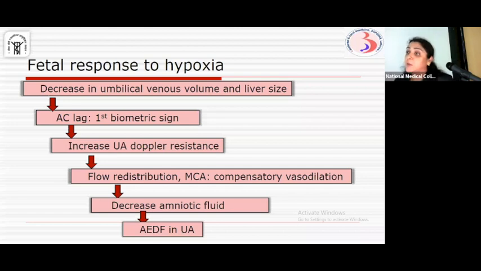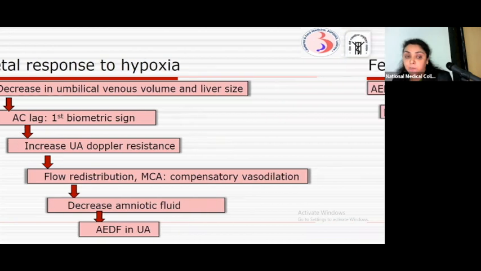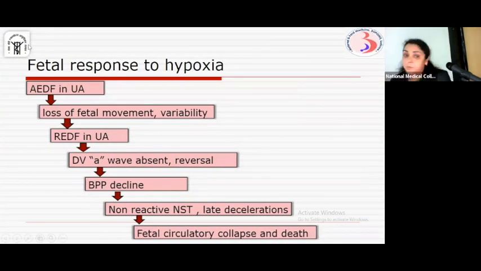And that is why we measure the middle cerebral artery. But along with that, it is brain, heart, and the adrenals, not the kidneys. So the blood supply to the kidney decreases, there is decreased urine output, and what we see as oligohydramnios. With further insult, there is absent end-diastolic flow in the umbilical arteries. Then most of the mothers will start complaining of decreased fetal movement. It may be associated with poor variability on CTG. There is reversal of end-diastolic flow, then absence of A-wave in ductus venosus, the biophysical profile worsens, and NST becomes poor, finally leading to fetal death if not attended to on time.